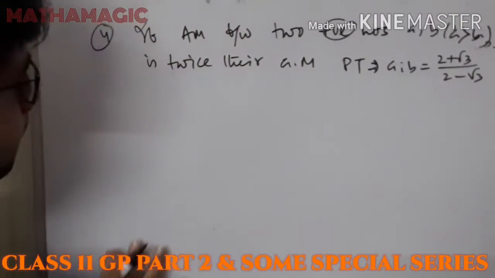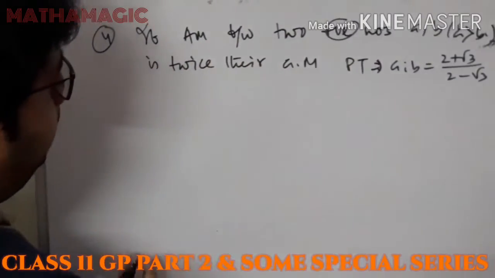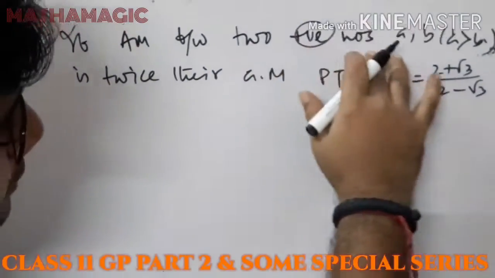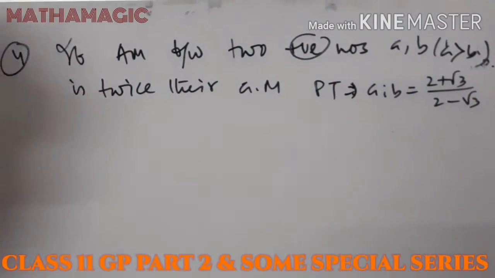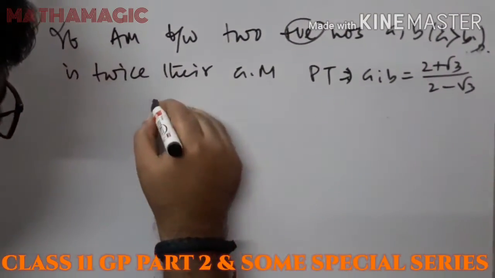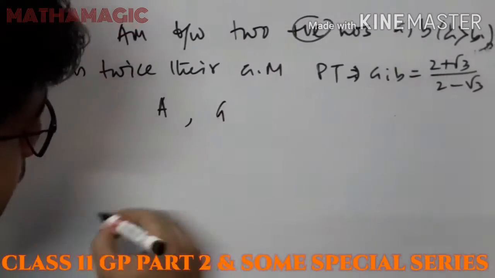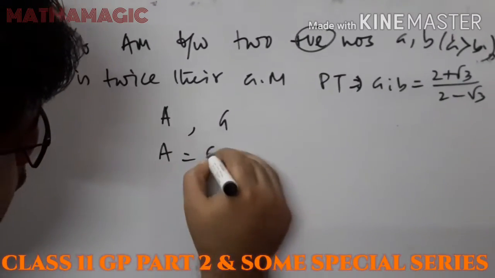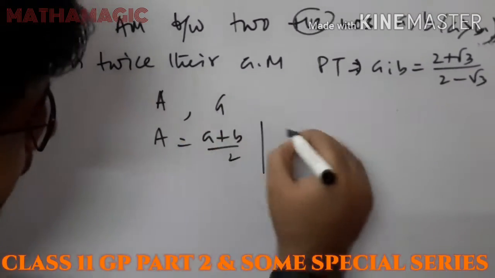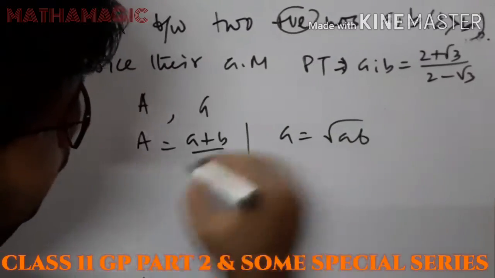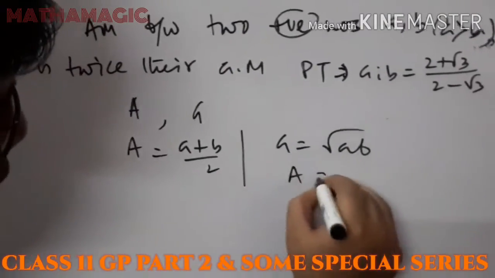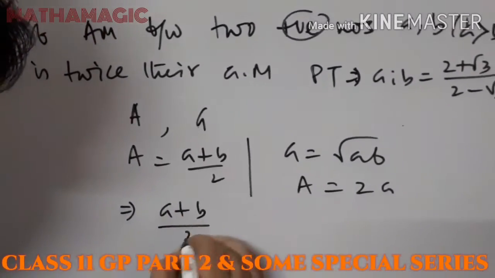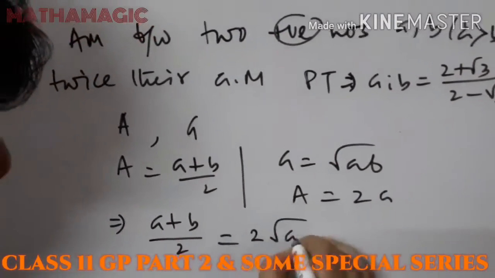Now it's very easy. The condition given is that the AM between two positive numbers A and B is twice their GM. So let the AM be capital A and the GM be capital G. Now the AM between two numbers A and B is A plus B by 2 and the GM is root of AB. Now it is stated that capital A equals 2 into capital G. So we can write that A plus B by 2 is equal to 2 into root AB.